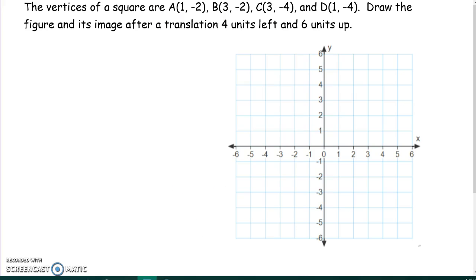Okay, so the vertices of a square are A is at 1, -2, B is at 3, -2, C is at 3, -4, and D is at 1, -4. Draw the figure and its image after a translation 4 units to the left and 6 units up. So the original. Okay, 1, -2. B is at 3, -2. Okay, and then I'm just going to move this so that there's more space. Okay, C is at 3, -4. And D is at 1, -4.